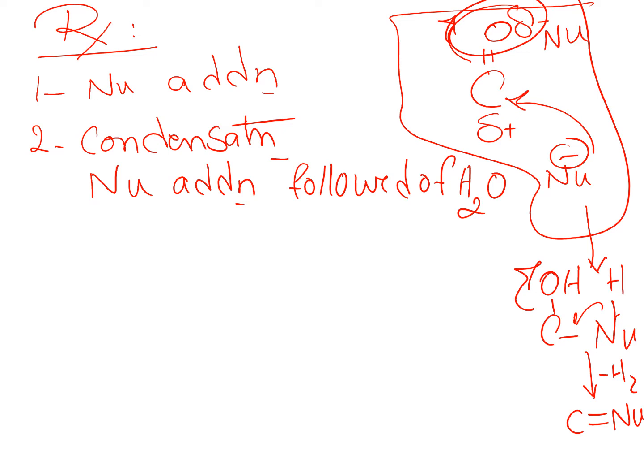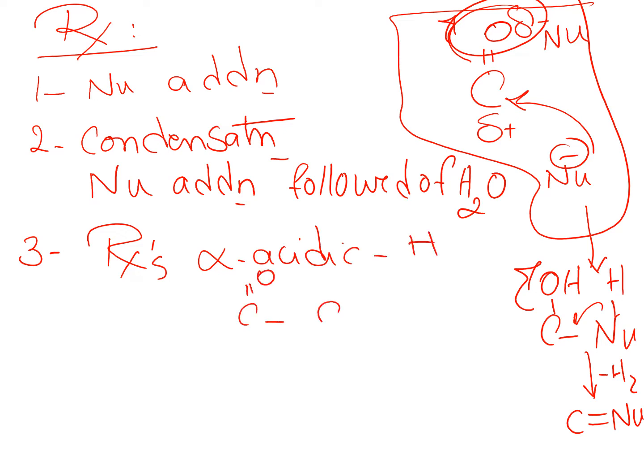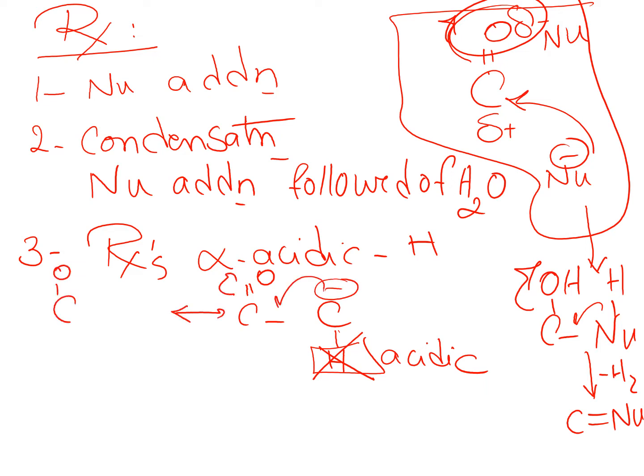video. The third and the fourth types will be discussed in the next video, which is part 3 of aldehydes and ketones. The third type is reactions related to the alpha acidic hydrogen. In case of aldehydes and ketones, if the carbon alpha to the carbonyl is carrying a hydrogen, this hydrogen is acidic. Why is that? Because if we remove it by a base, it will leave a negative charge on the carbon, and this negative charge is stabilized by resonance.